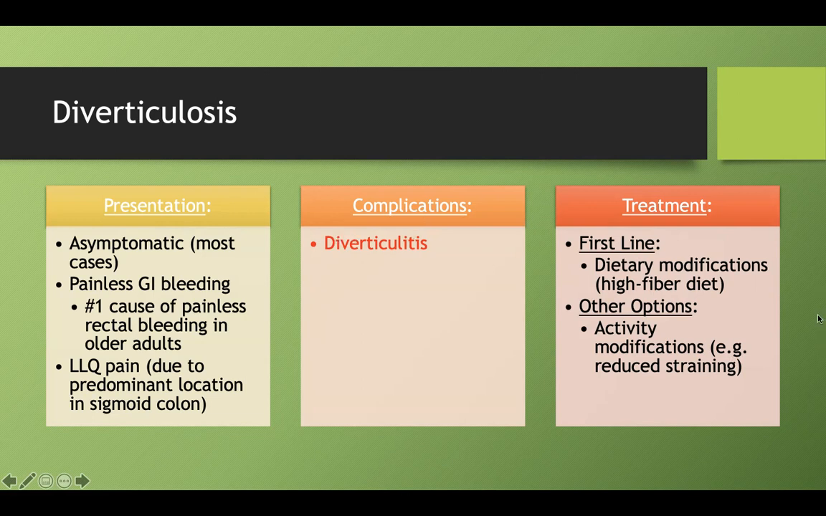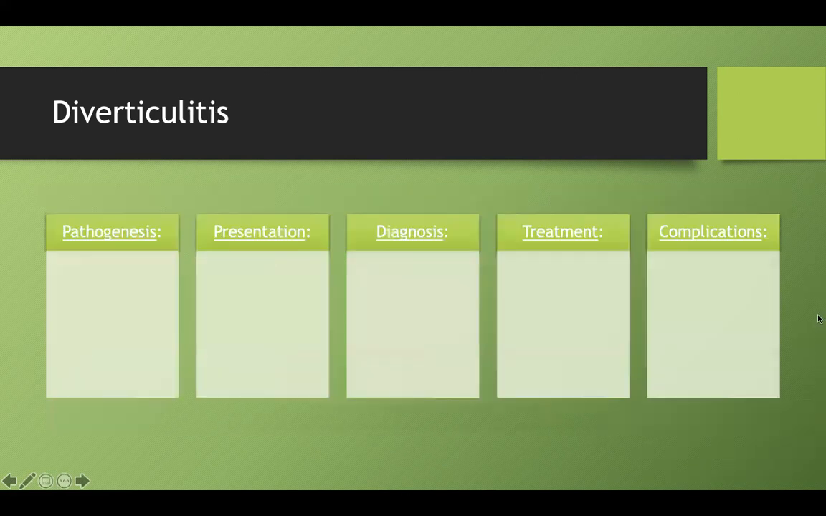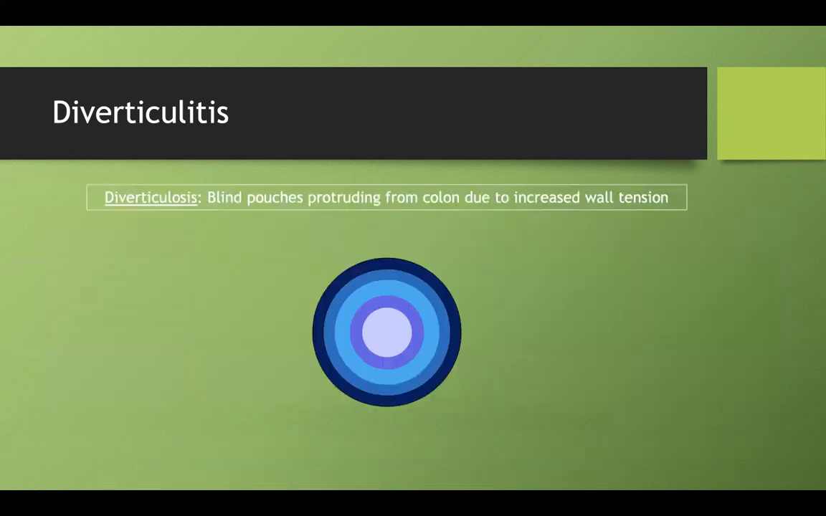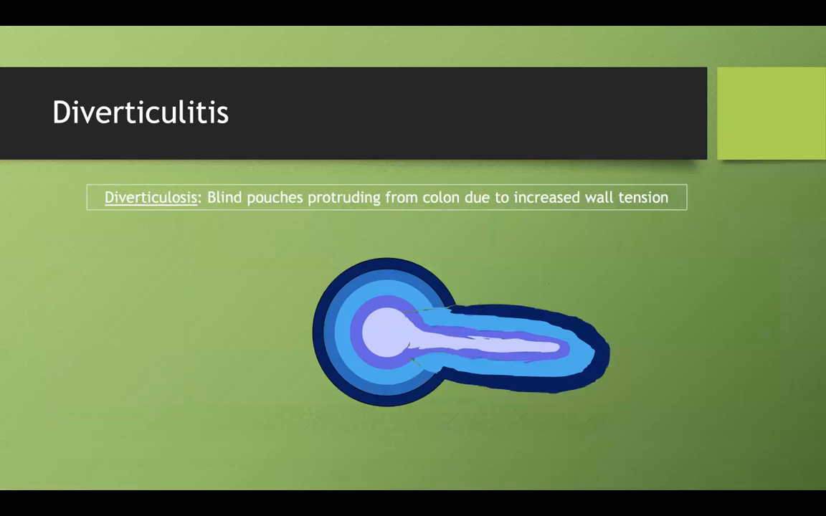But let's talk about diverticulitis in the meantime. As the name suggests, it's an inflammation of your diverticula, and it's usually caused by obstruction by fecal material, similar to appendicitis. So remember, diverticulosis is just where you have a blind pouch, but no infection yet. In diverticulitis, let's say you have fecal obstruction here, all this area can start to get inflamed and cause some problems.